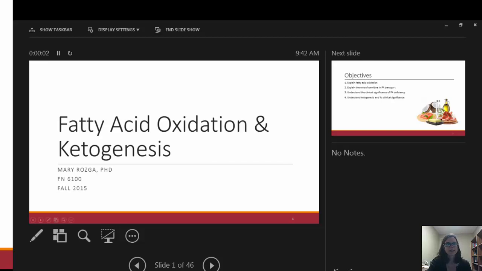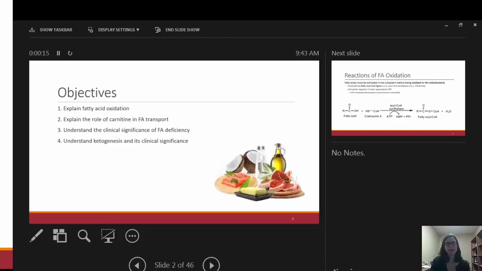Good morning, everyone. Today we're going to talk about fatty acid oxidation and ketogenesis, as well as cholesterol and bile acids. So the first portion will be about fatty acid oxidation and ketogenesis, and our objectives are to explain fatty acid oxidation and the role of carnitine in fatty acid transport. We also want to understand the clinical significance of fatty acid deficiency and understand ketogenesis and its clinical significance.